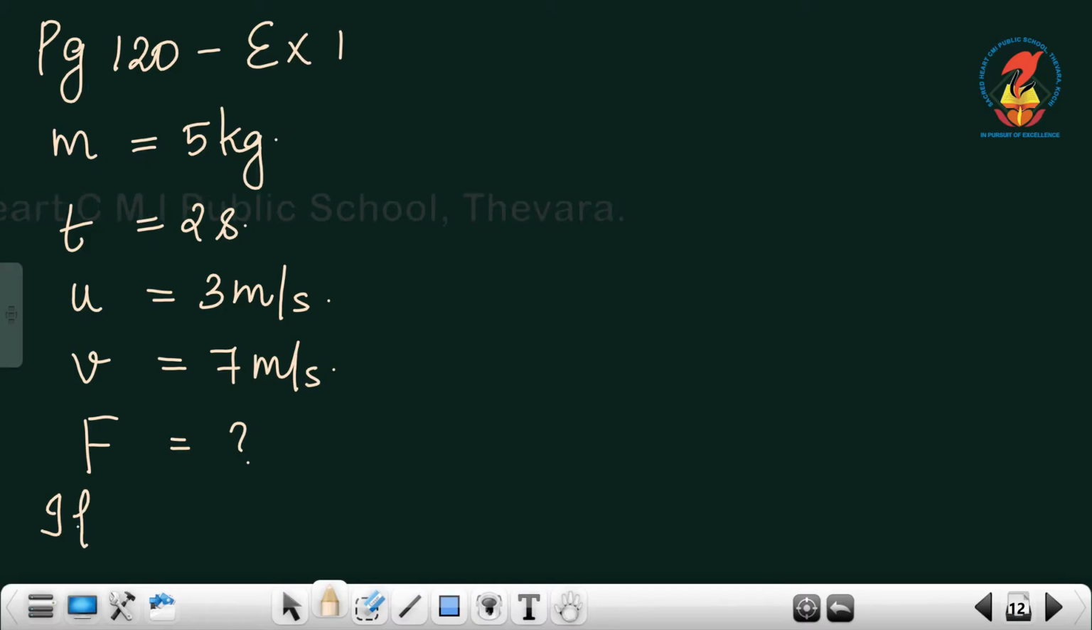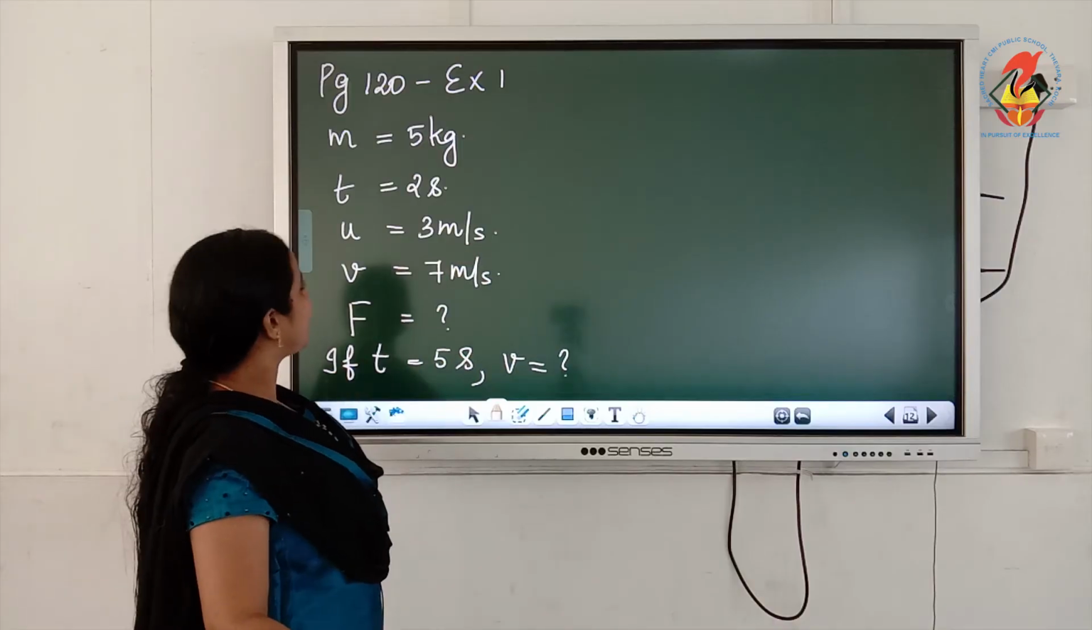So, if time is 5 seconds, what will be its final velocity? What will be its final velocity? This is the second part to be covered. So, this is the question given.